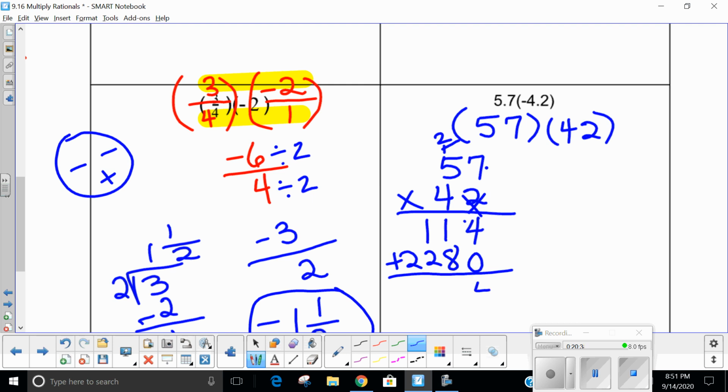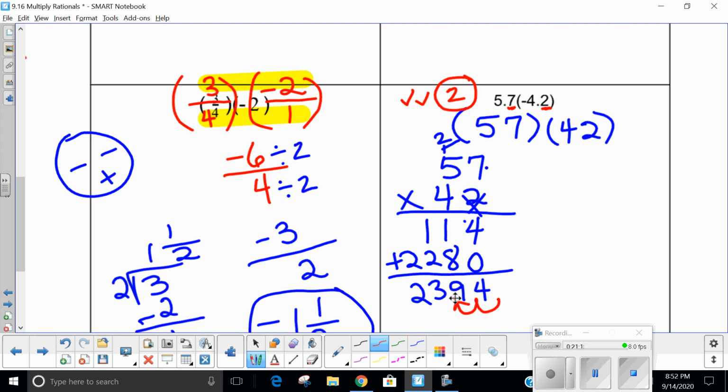4 plus 0 is 4. 8 plus 1 is 9. 2 plus 1 is 3. And then the 2 comes down. Now I need to go back up to my original numbers and count how many place values there are to the right of the decimal point. So there's 1, and then there's another one. So there's 2 place values. So that means in my final answer, I go to the end of my number and I move the decimal point 2 places to the left.